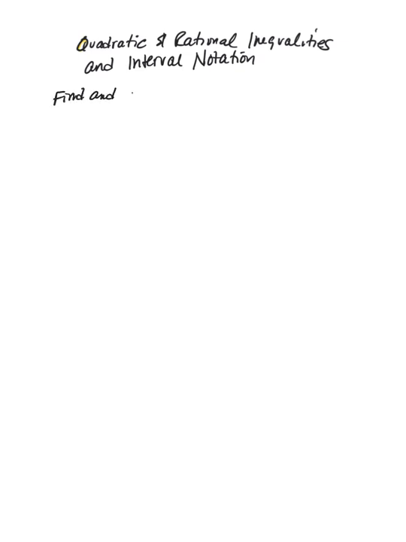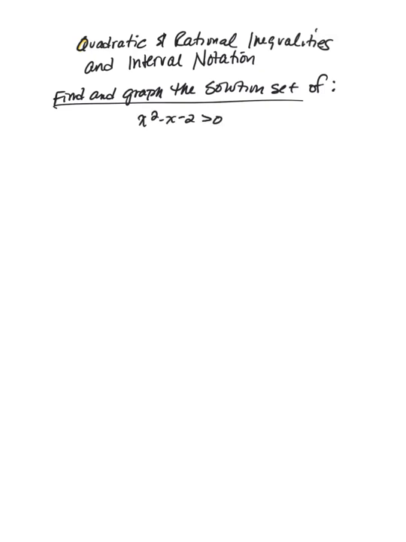Find and graph the solution set of x squared minus x minus 2 is greater than 0. So we want this to be greater than 0. We factor. So one way we can think of this is, how could this product be greater than 0? There's two cases.